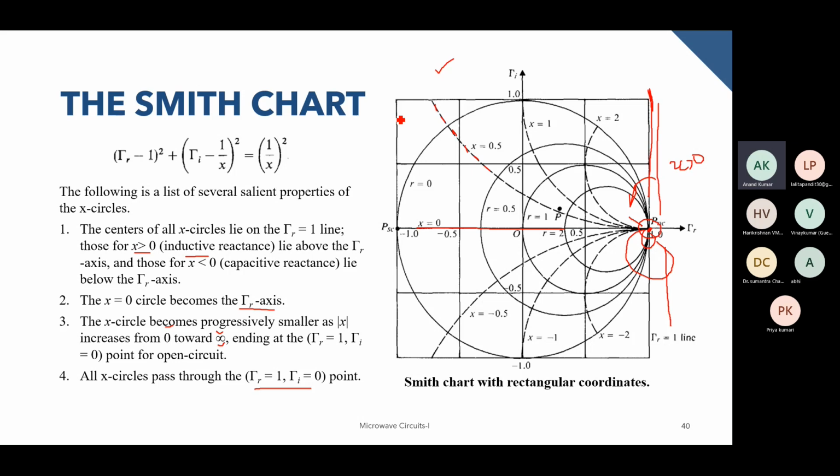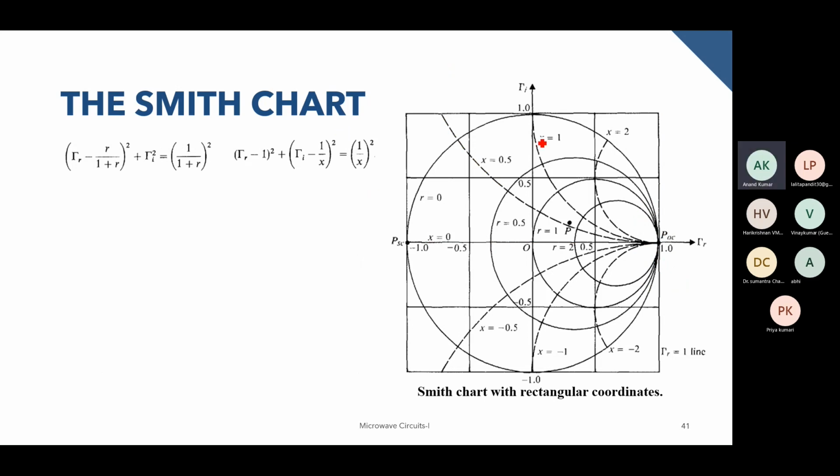Okay, so we have got time. Maybe in a couple more slides, we'll look at some more information on this Smith chart and a couple of questions. Okay, then we'll proceed.